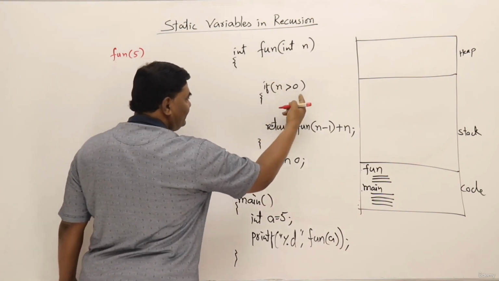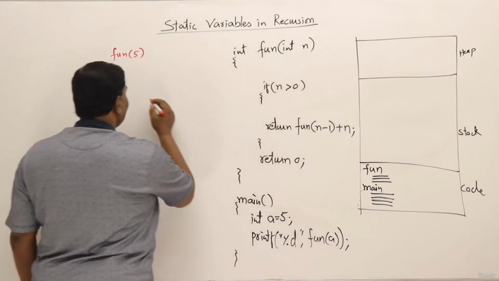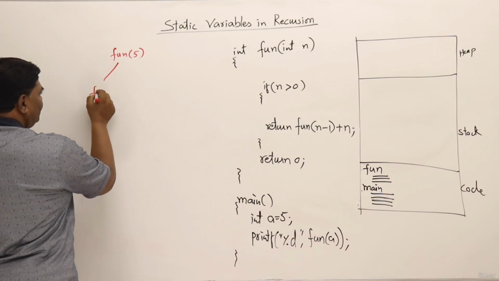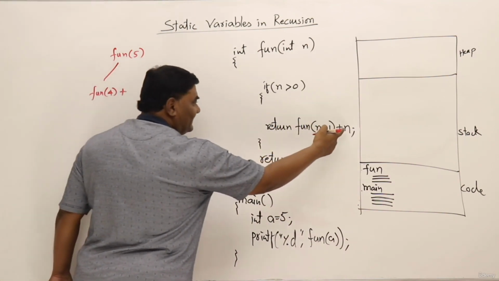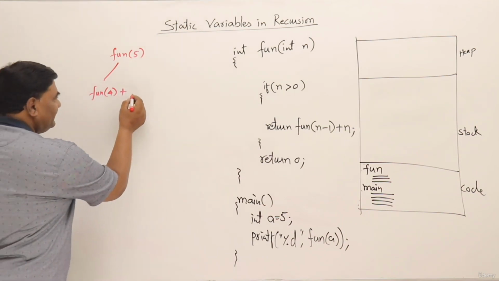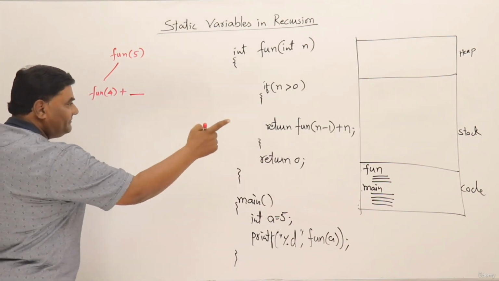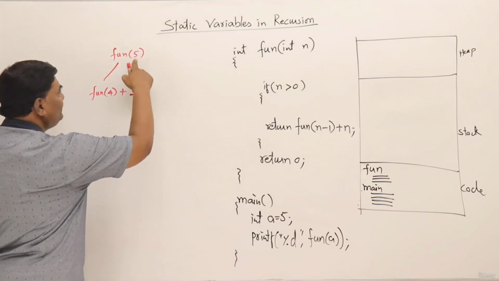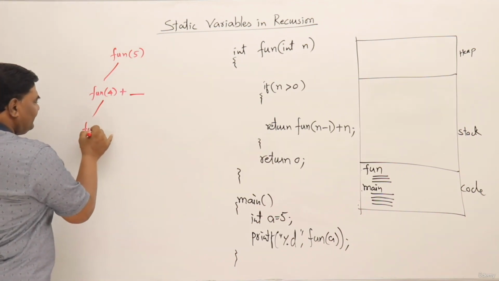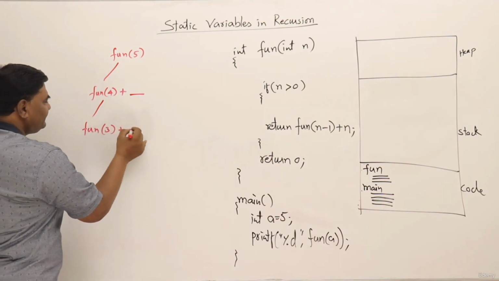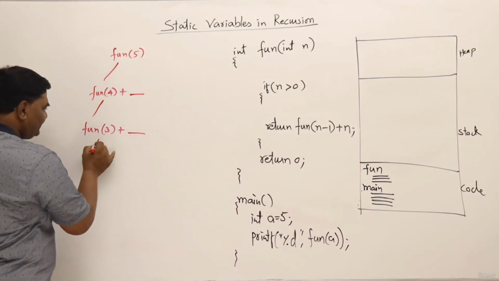And 5 is greater than 0, yes, so it will call itself for fun of 4 plus this n. So let it be blank here. That will be filled with the value of n. And what is the value of n here? 5. I'll use it afterwards. Then it will call itself for 3, plus 4 should be added. I'll leave it as a blank.